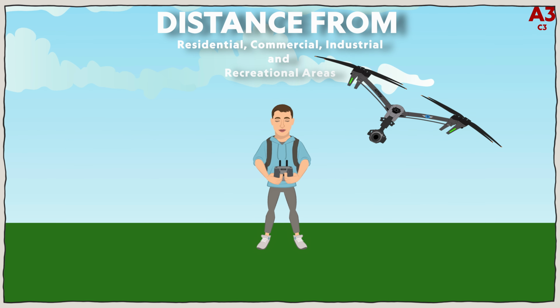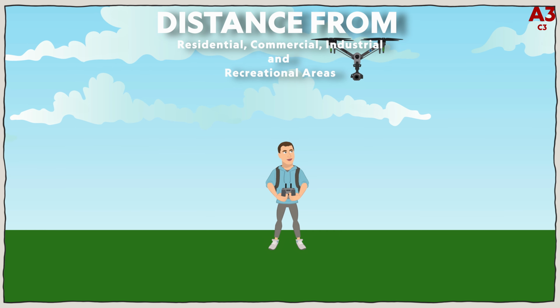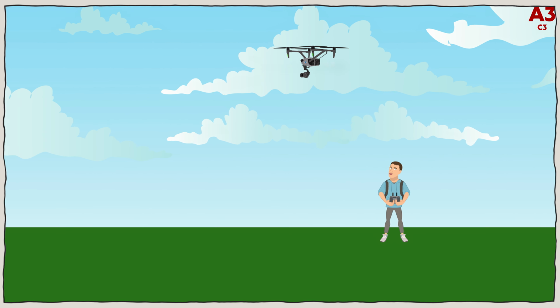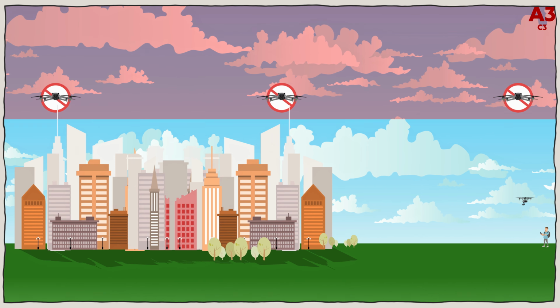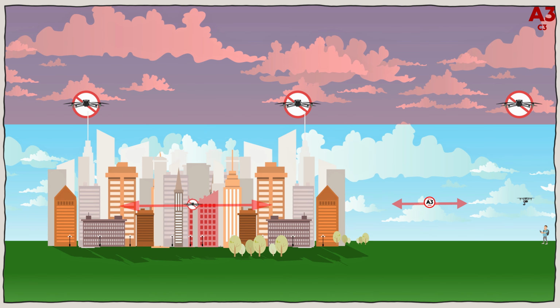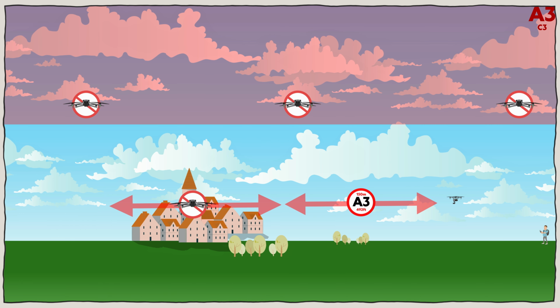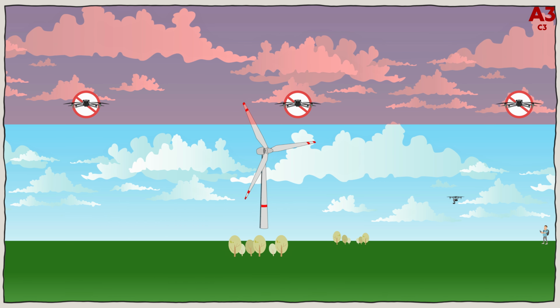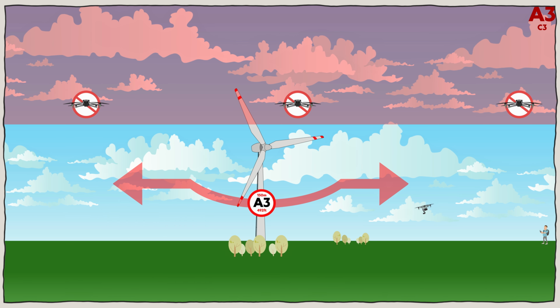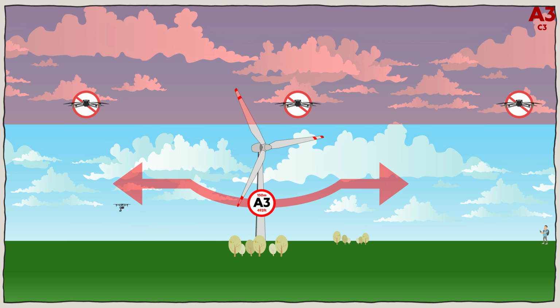And now the safe distance you have to keep from residential, commercial or industrial areas, for example towns, cities, small villages, any parks or similar. With the C3 drones, you're not allowed to fly in these areas, and you have to keep a horizontal distance of at least 150 meters from that area. And as well, if you want to bypass any objects, you have to keep a distance of 150 meters from that object.